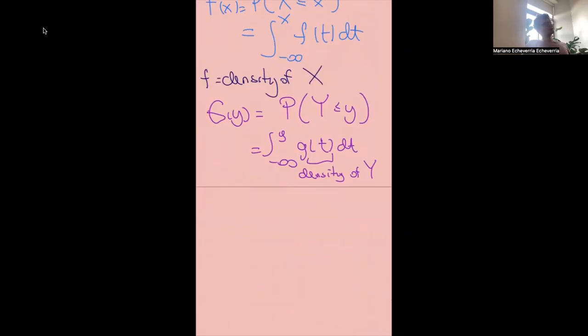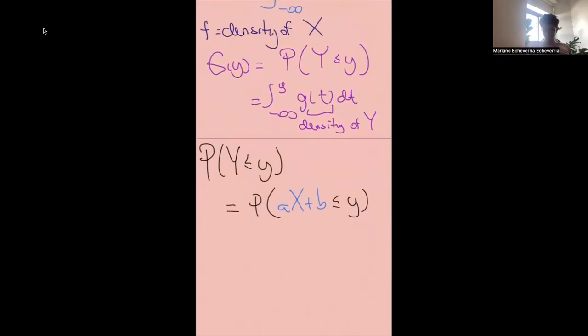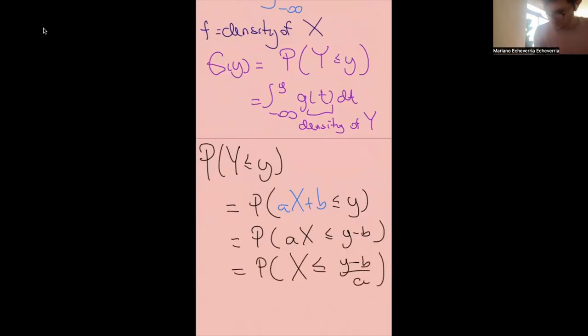But once you do that, it is not so difficult to solve, because what's the probability that Y is less or equal to y? Well, that's the probability that aX plus b is less or equal to y, right? So just solve this inequality for X. So that's the probability that aX is less or equal to y minus b, and that's the probability that X is less or equal to (y minus b) over a. Is that making sense?